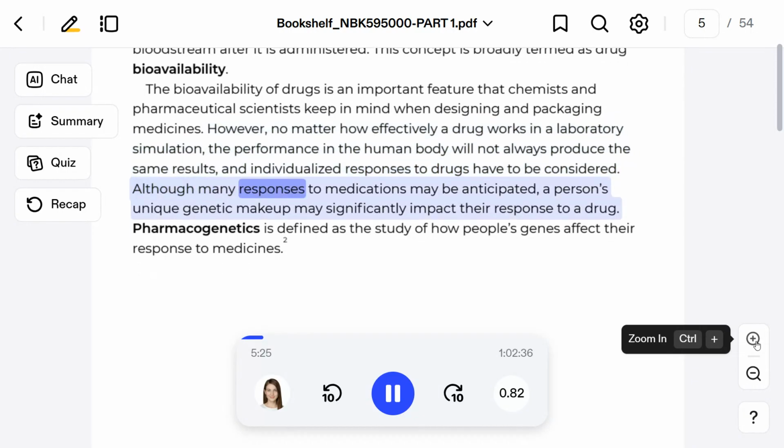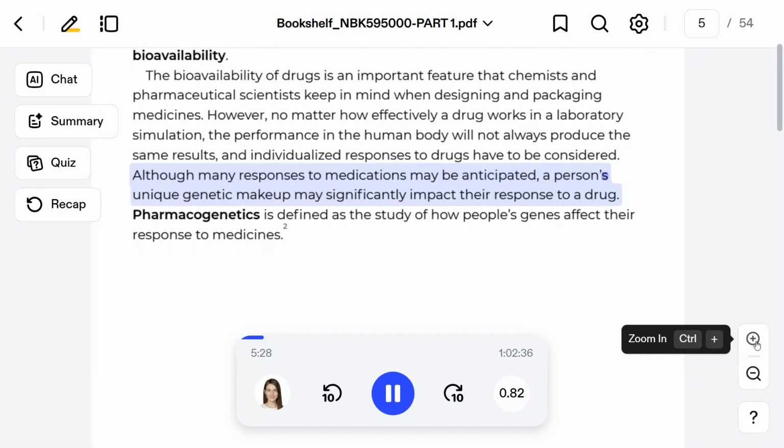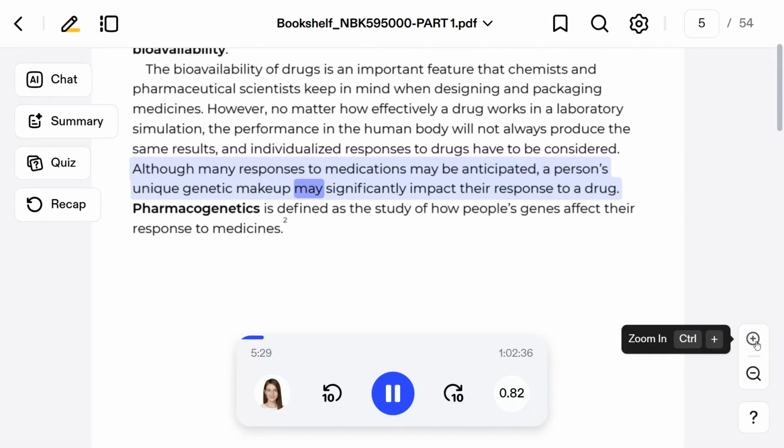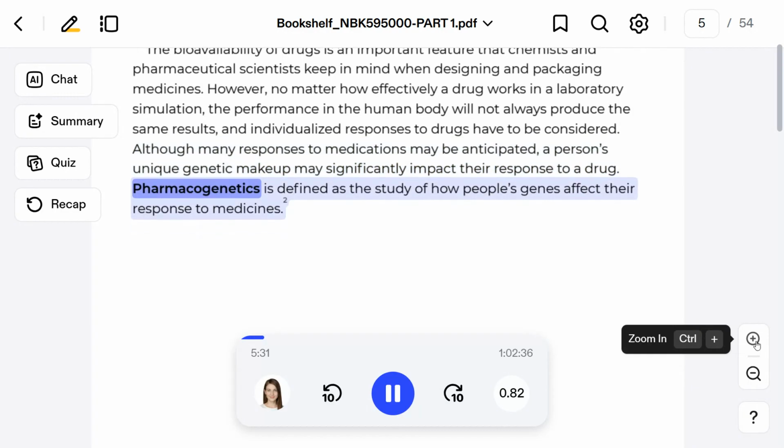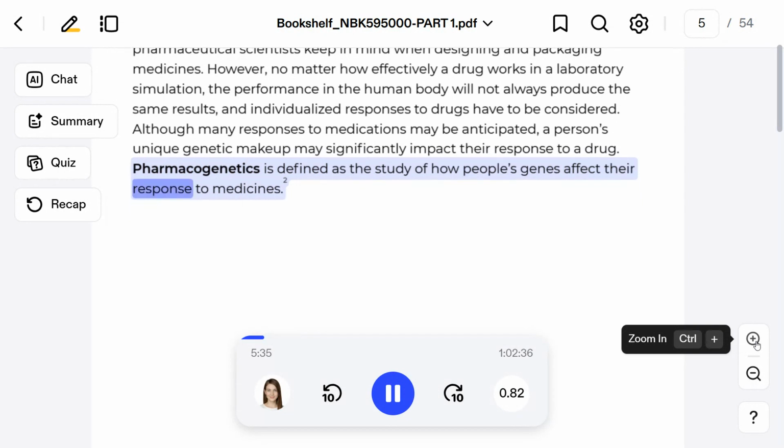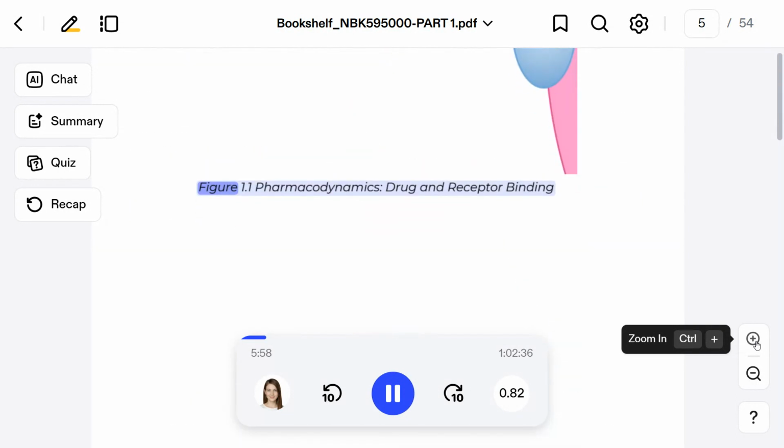Although many responses to medications may be anticipated, a person's unique genetic makeup may significantly impact their response to a drug. Pharmacogenomics is defined as the study of how people's genes affect their response to medicines. Figure 1.1 Pharmacodynamics, drug and receptor binding.